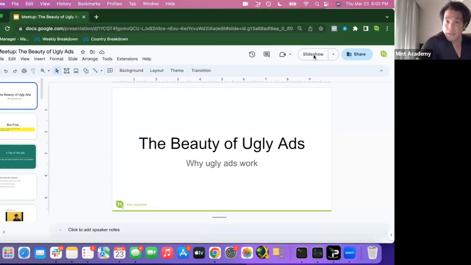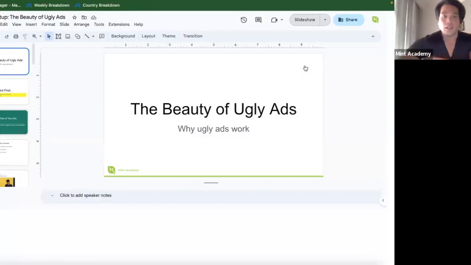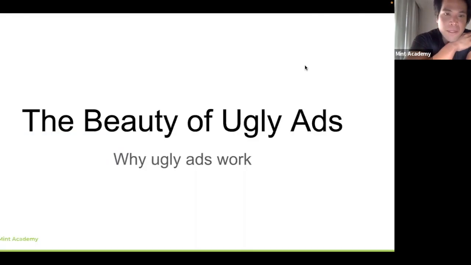We are going to talk about one of the most, I'd say, mind-blowing concepts, at least for me, when it comes to ads and growth. And it's the beauty of ugly ads.